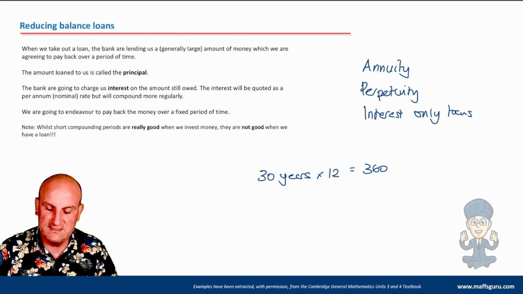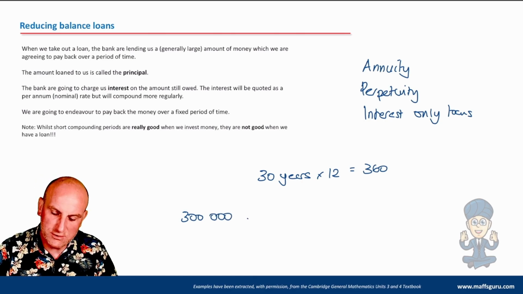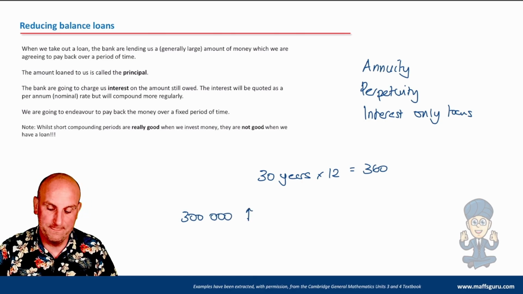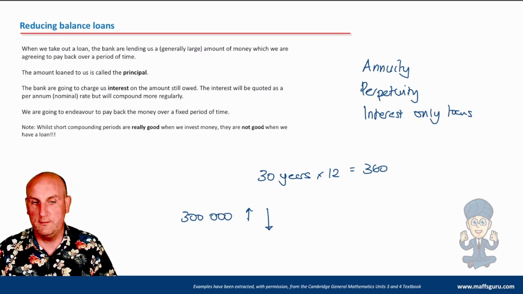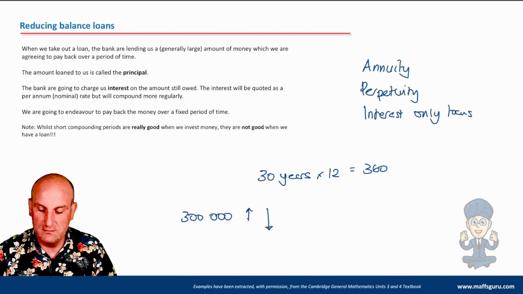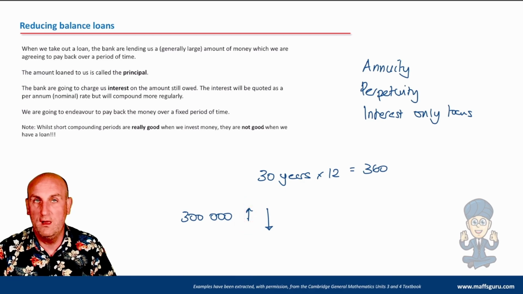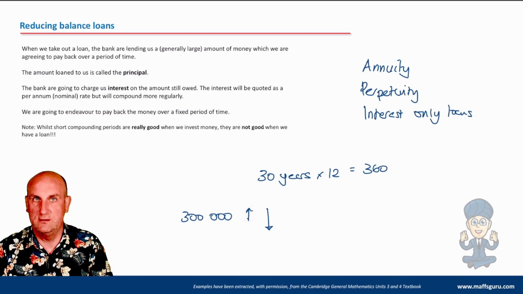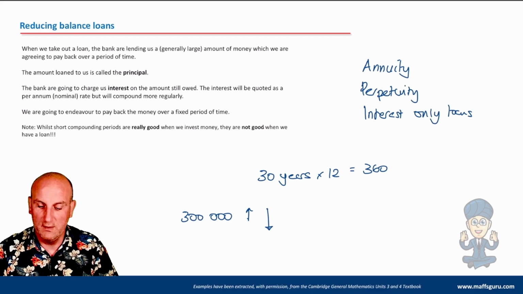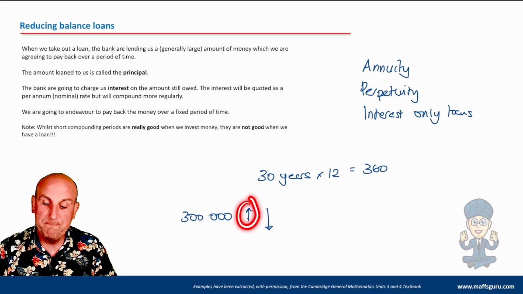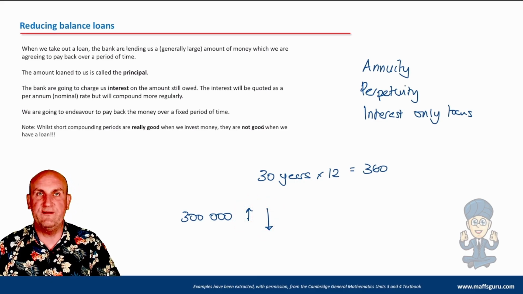So what I want you to think about is this. If I took out 300,000 as a loan, the bank are going to charge me some interest. I'm going to make a payment to try and reduce my loan. Does my payment have to be bigger than the interest, the same as the interest, or smaller than the interest charged? Now obviously pause and think if you want to, but I would hope that the payment I'm making will be bigger than the interest, because otherwise I'm never going to catch up.